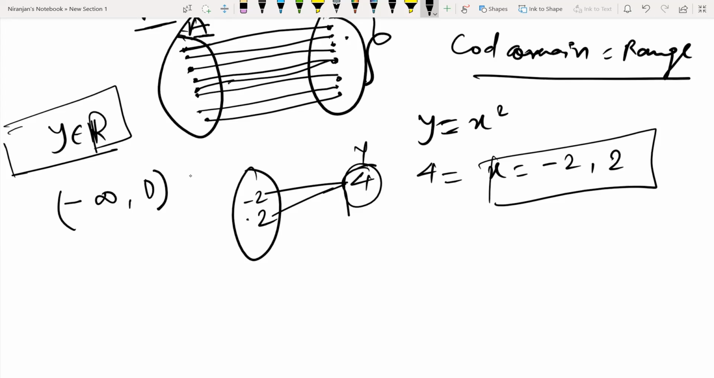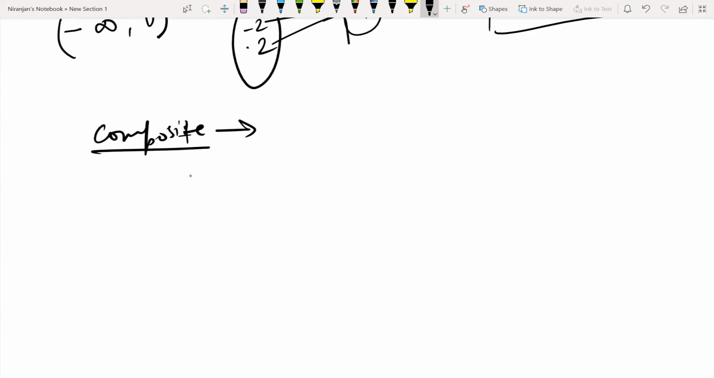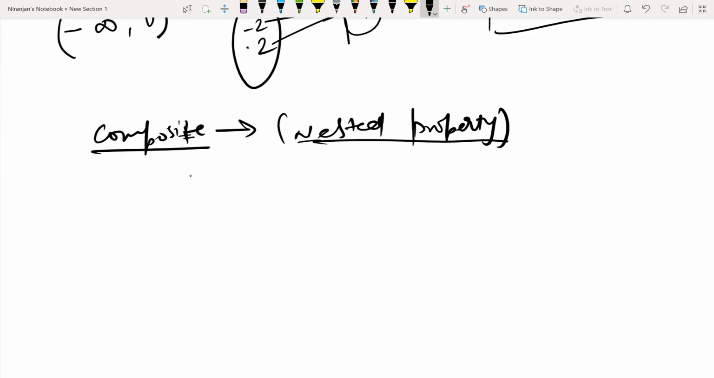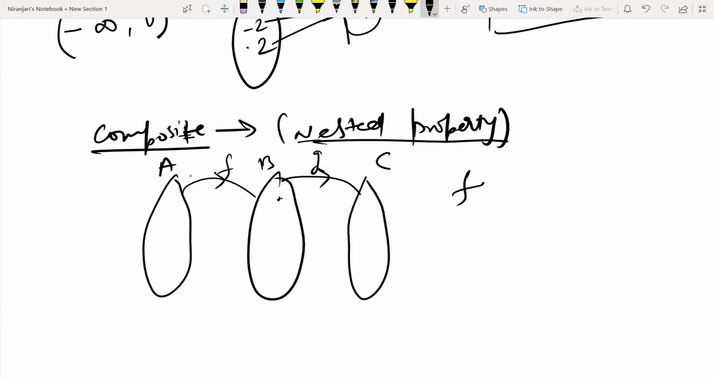So, guys, what exactly does composite mean? Composite is basically constructed by nested, it comes from nested property. I call it nested, many mathematicians call it nested. What exactly it means is that if you have a mapping defined from A to B, and there is another mapping from B to C, right? Then you can construct f∘g as such.